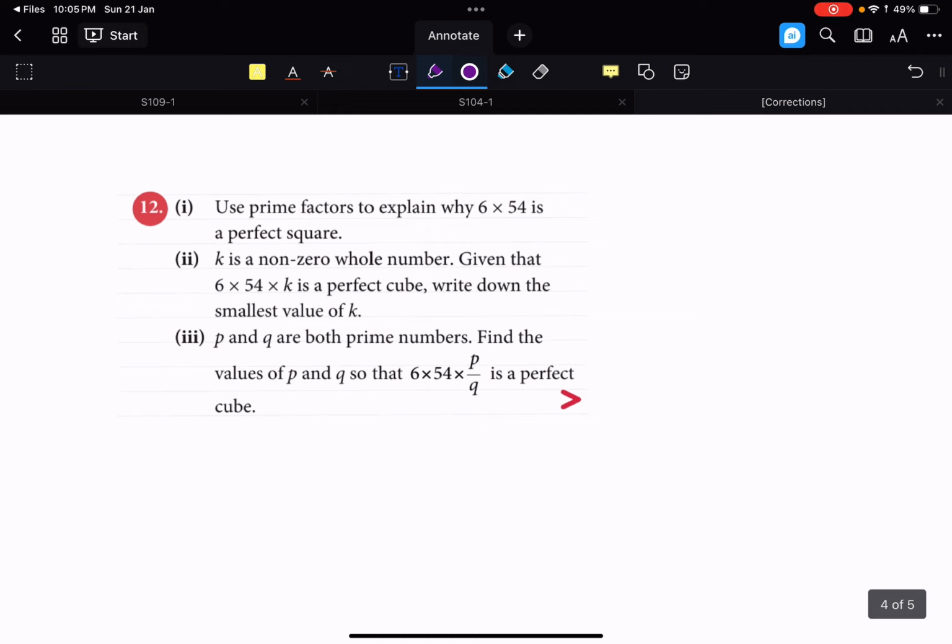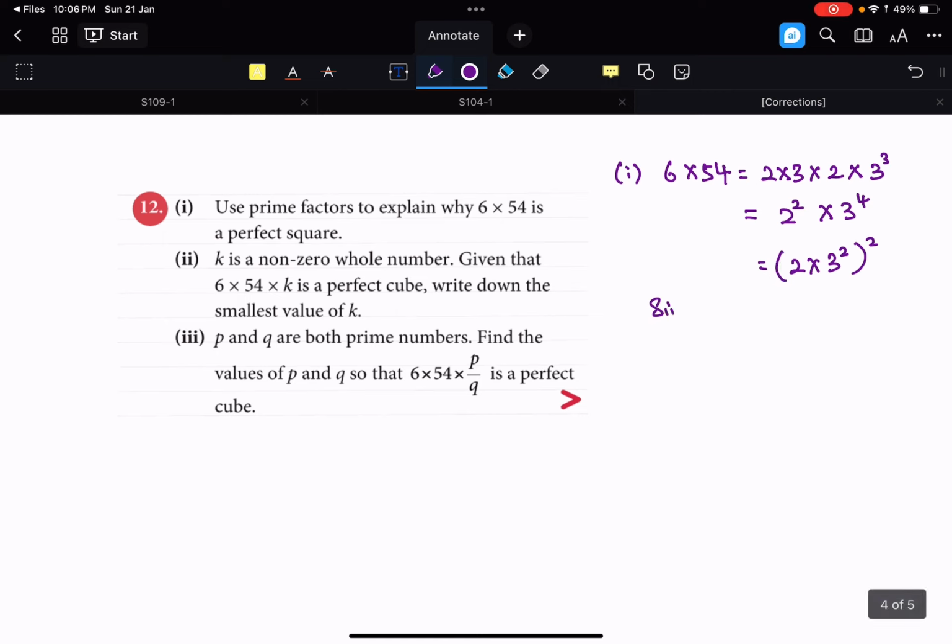Question 12. Use prime factors to explain why 6 times 54 is a perfect square. Well, you have something similar in your handout, right? So what happened? 6 times 54 works out to be 2 times 3 times 54. 54 divided by 2 gives us 27. Then 27 is actually 3 to the power 3, right? So we continue to simplify this. This will be 2 squared times 3 to the power 4, resulting in (2 times 3 squared) squared.